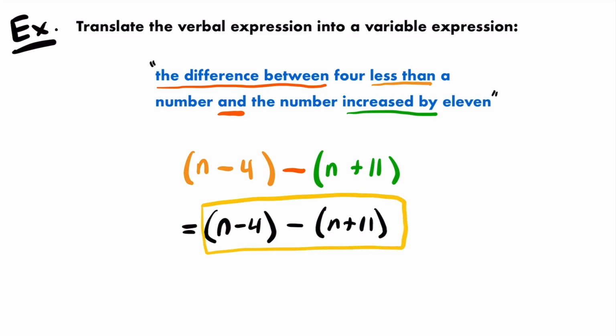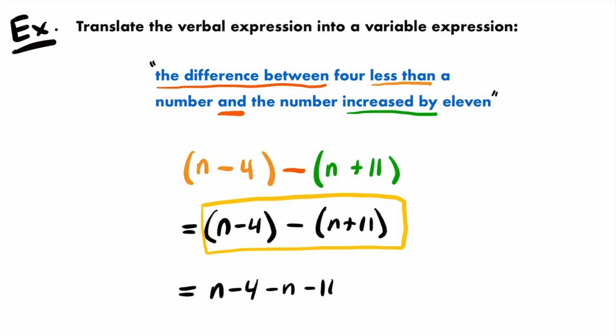But just like one of our previous examples, notice that you could simplify this variable expression. You could distribute this negative through this quantity and then combine like terms, right? Let me just show you that real quick. We would have n minus 4, and then distributing that negative through this quantity results in changing the sign of both of these terms. So you'd have minus n and minus 11.